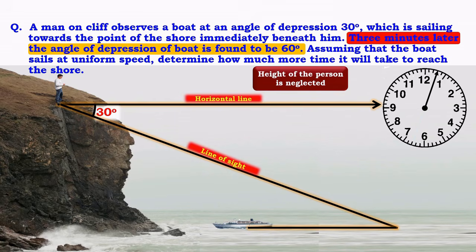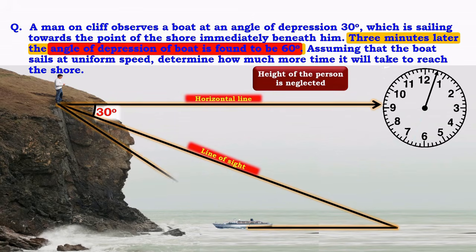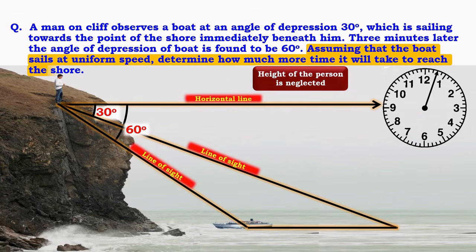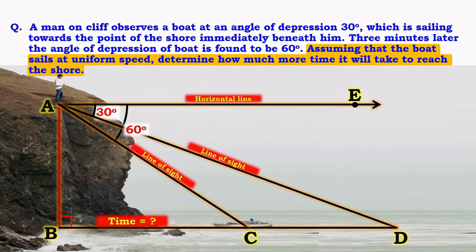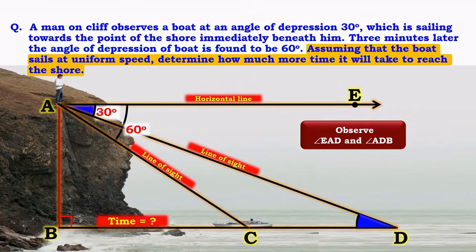We have to find how much more time the boat will take to reach the shore. Let the height of the cliff be h meters. Let the boat be at point D initially, and after 3 minutes, it reaches point C. The point B represents the point on the shore directly below the man. Since the horizontal line through the observer is parallel to the shore, the alternate angles are equal. Therefore, the angle at D is 30 degrees and the angle at C is 60 degrees.